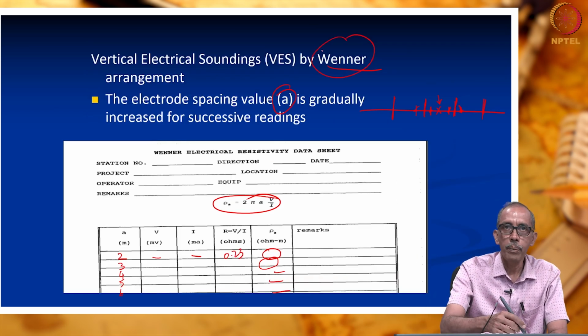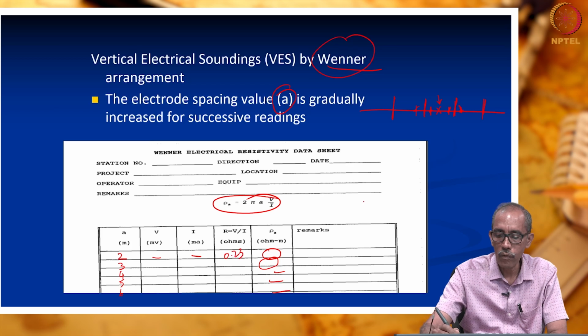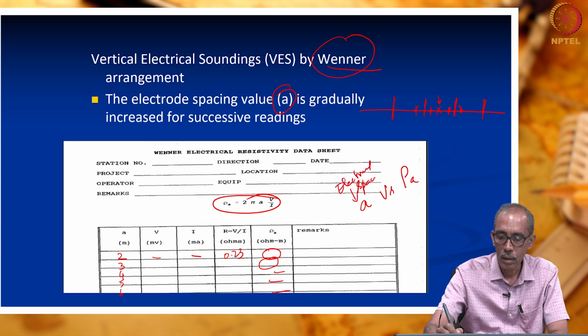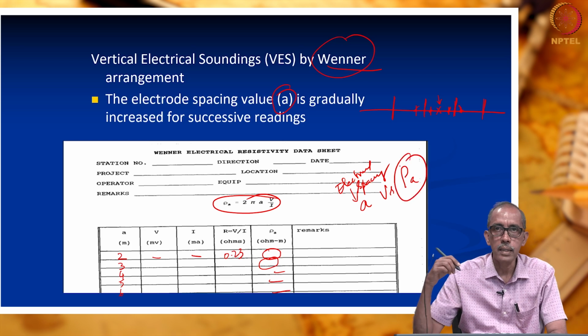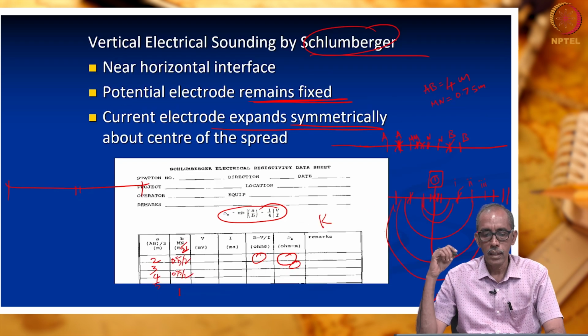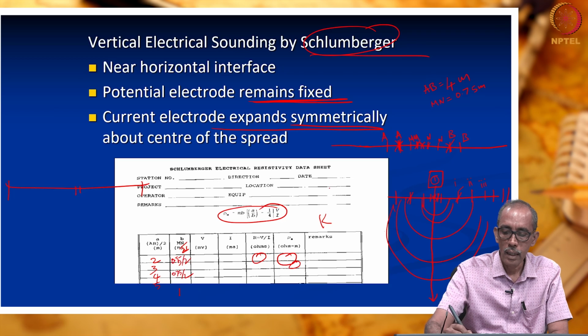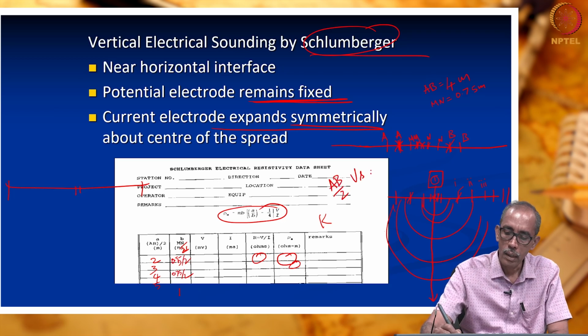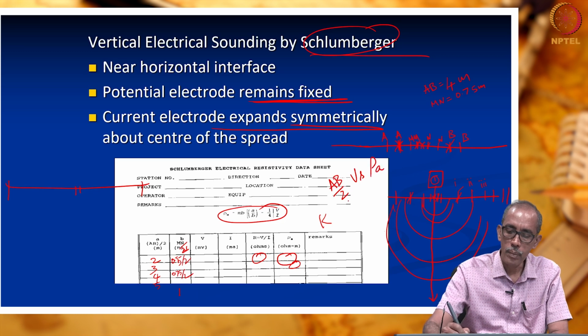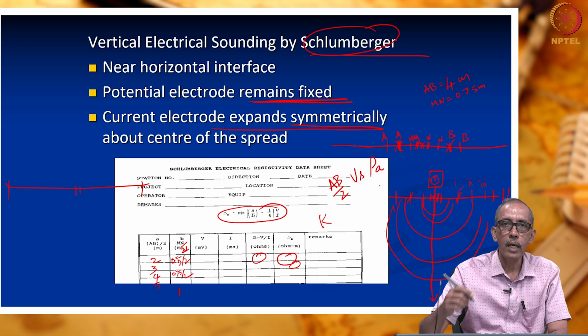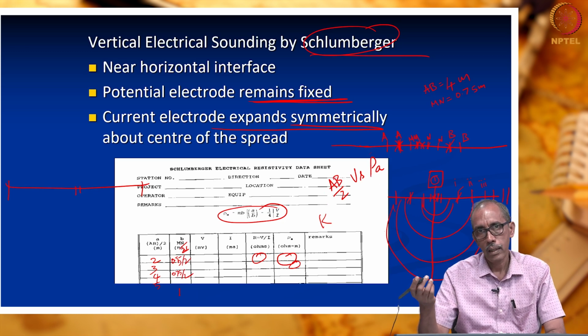So, we end up with data of, in the Wenner method, what data do we get? A versus apparent resistivity. What is A? Which is electrode spacing. Apparent resistivity is designated by rho A. Whereas in this method, what is the data we get? AB by 2 versus rho A. What is AB by 2? Half of the distance between A and B. What is rho A? Rho A is apparent resistivity.